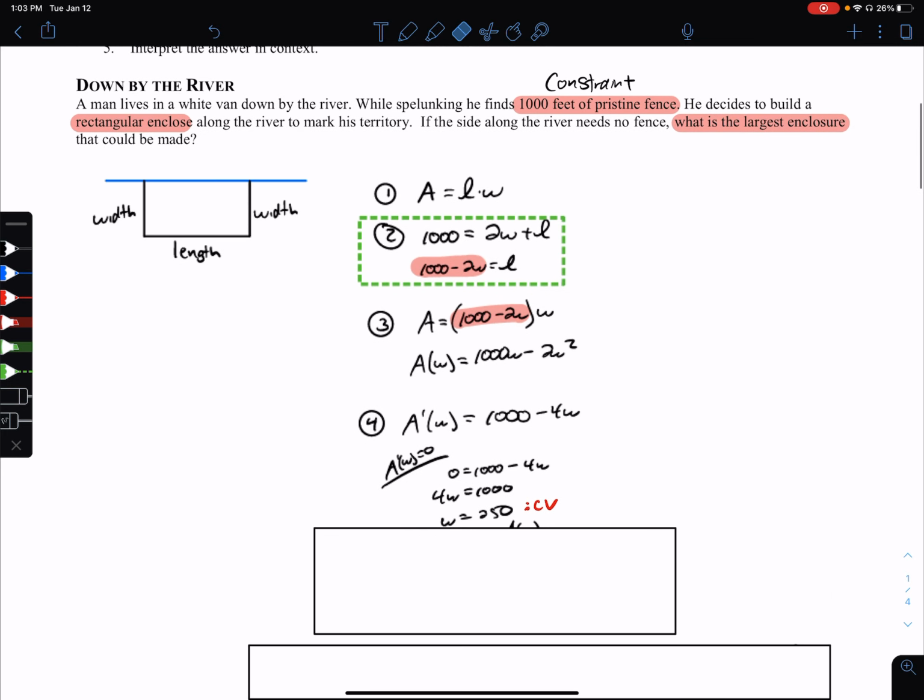So what would my candidates be? The candidates are any critical values. So there's 250, and the endpoints of the domain. So if we have 1,000 feet of fence for this width, the minimum the width could be is 0. And that means you just have 1,000 feet of fence right up against the river. That doesn't make sense, but that's something that you could do.